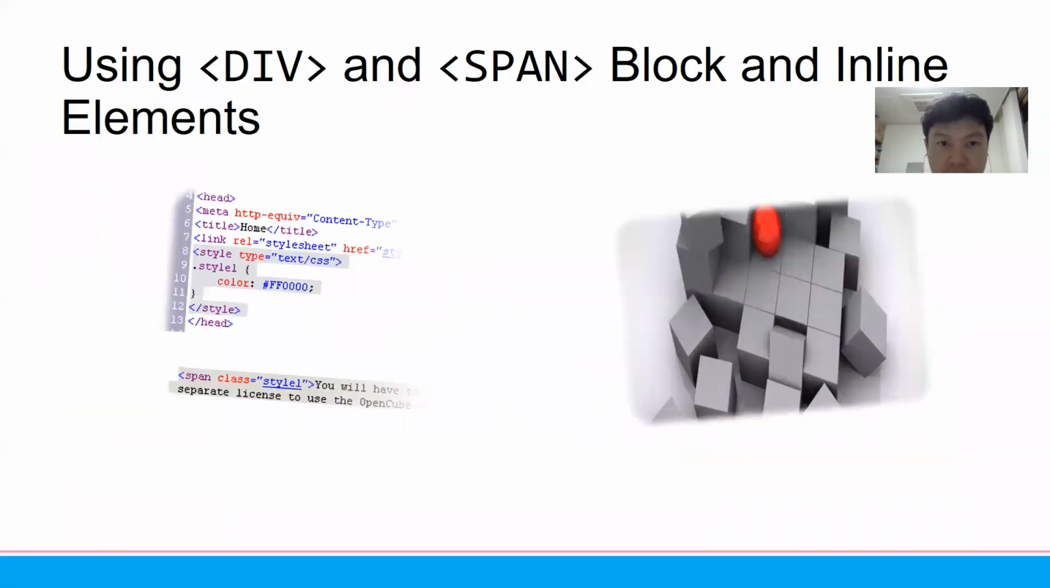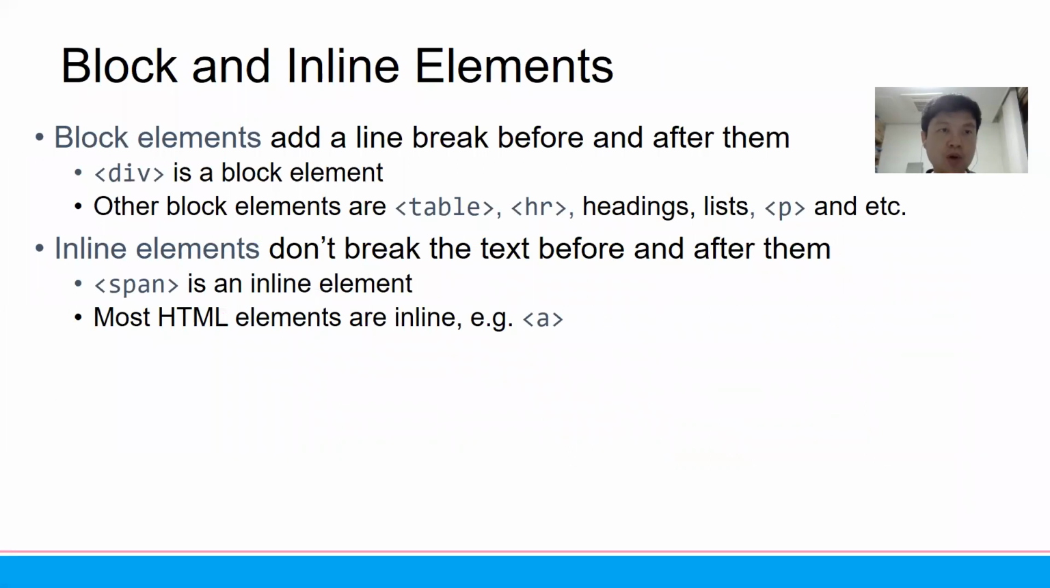I cannot explain many things about the div and span, but at least you should know what block and inline elements are. The block elements mean you want to add a line break before and after them. So div is a block element. The other block elements are table or HR and also headings, lists, P, etc.